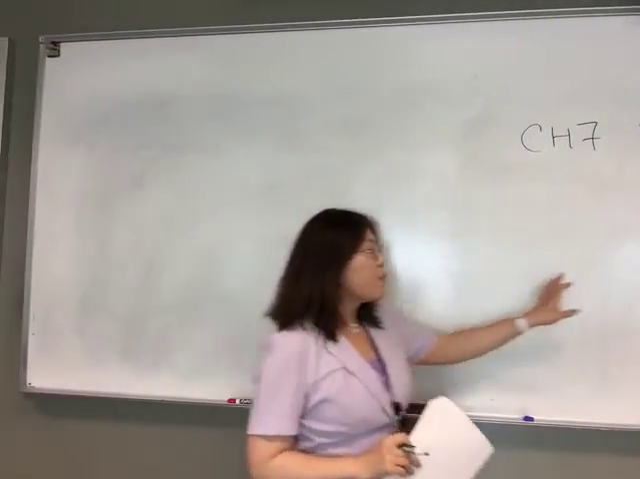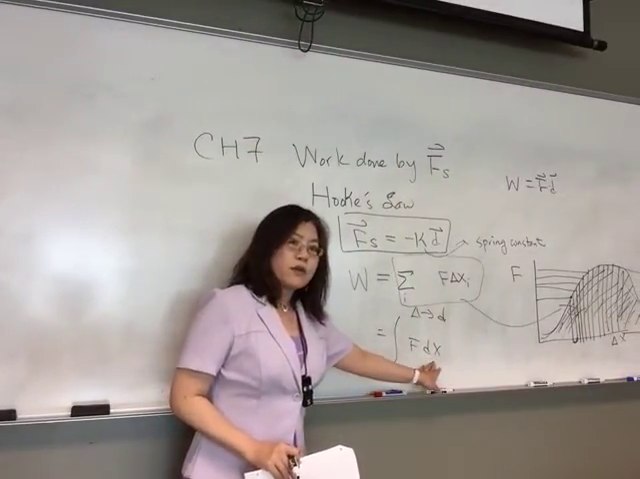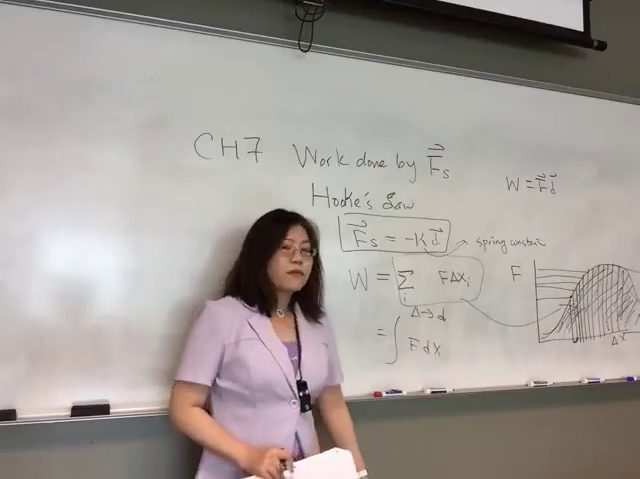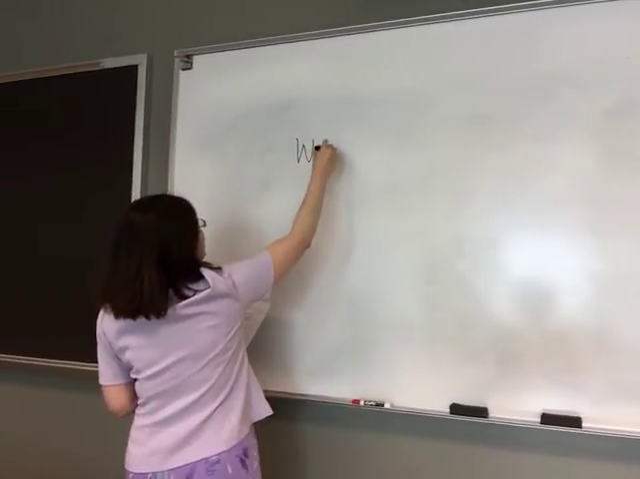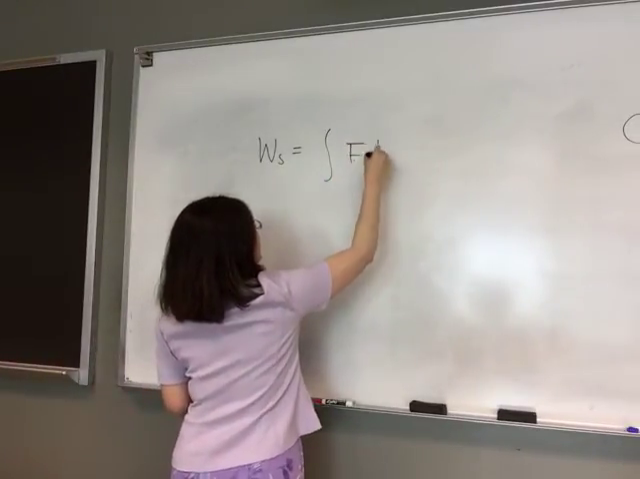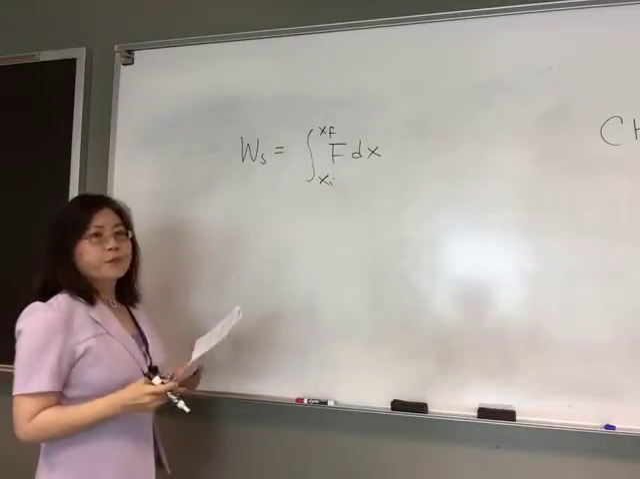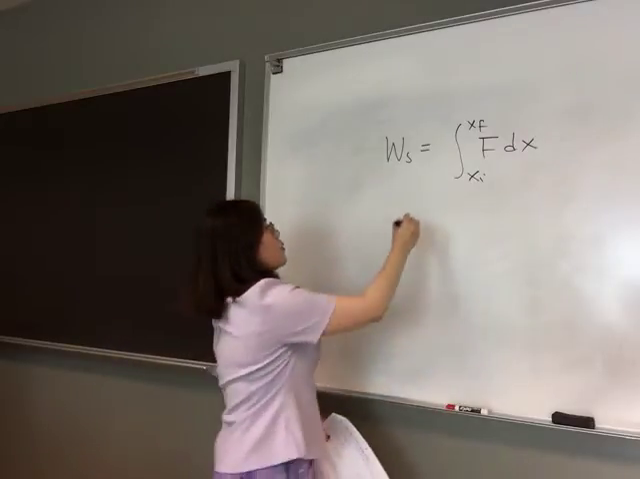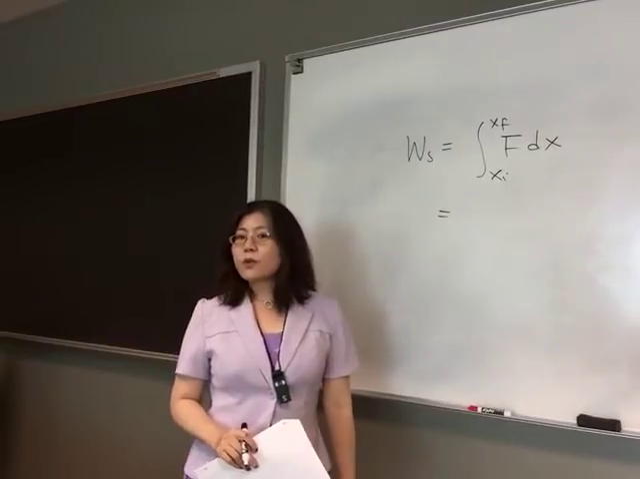When you have a force that changes and depends on a variable, you have to use calculus to sum up all the work, so you have your F times dx. So let's do that. What is the work done by the spring force? The work done by the spring force is your F dx, from the initial position to the final position. This is just by definition, and then we need to figure out the expression for the spring force.